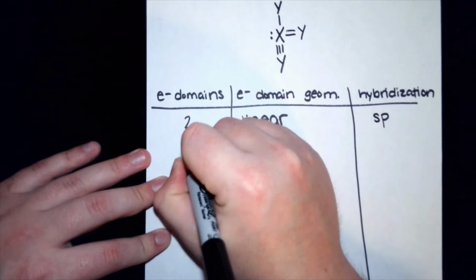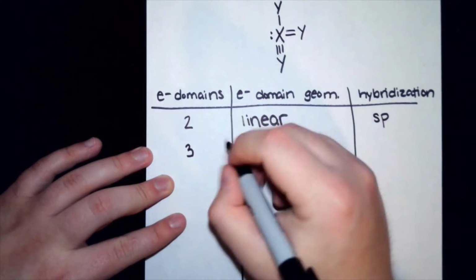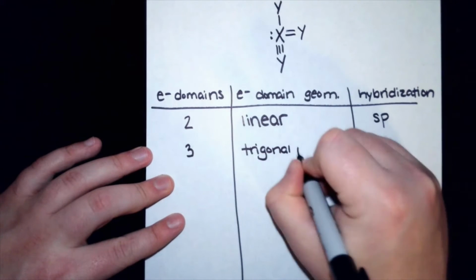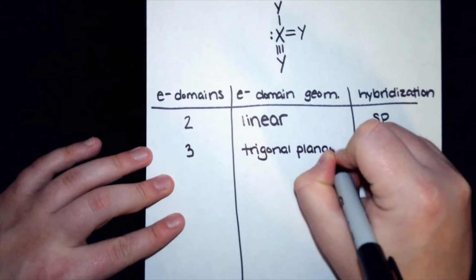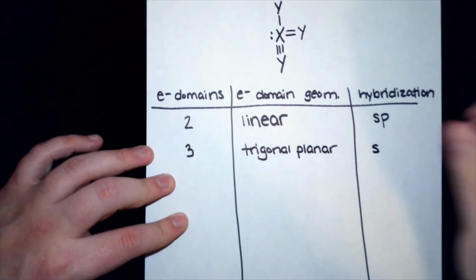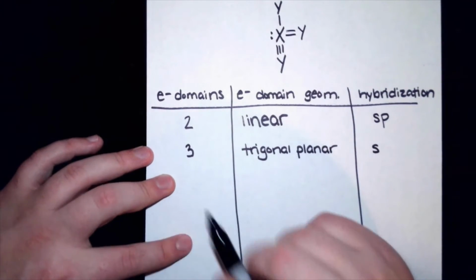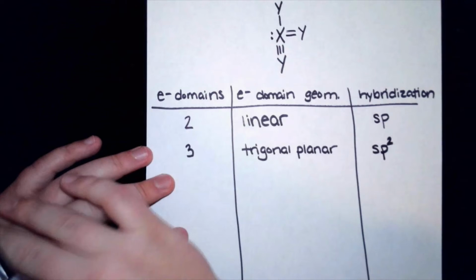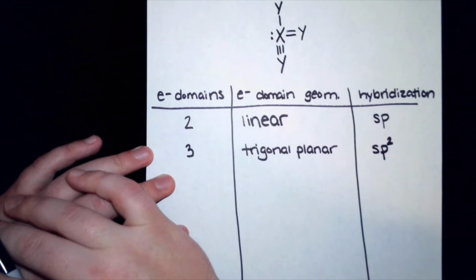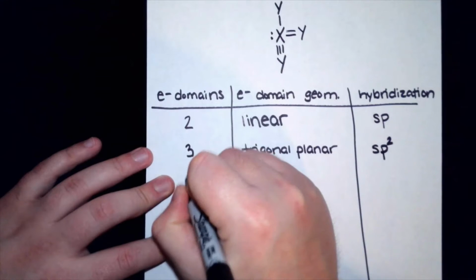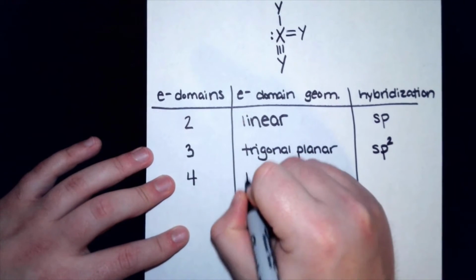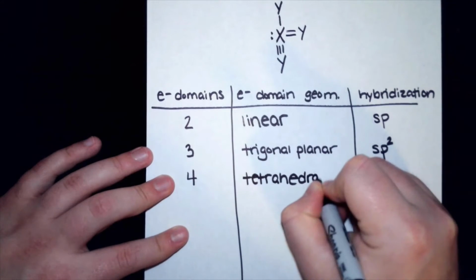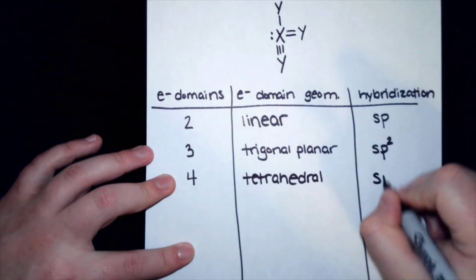Now, if you have 3 electron domains, your electron domain geometry is trigonal planar. So now we start with s. Now we need 2 more domains to consider, so we need 2 p orbitals. So we say sp2, and we put the 2 as effectively an exponent there. So that's sp2 hybridized. If we have 4 electron domains, our electron domain geometry is tetrahedral. So now we have sp3.